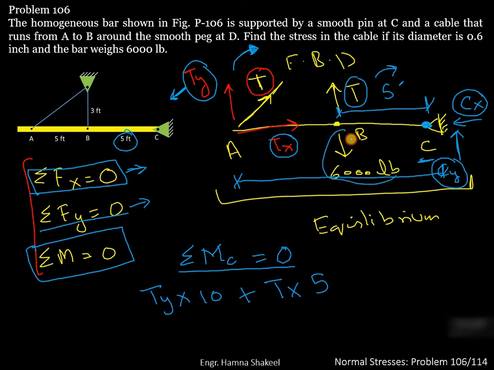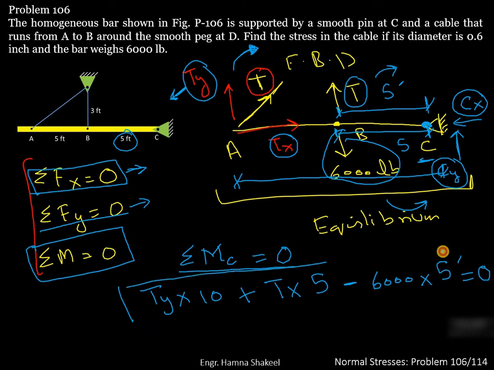This weight force is acting downwards, thus causing an anti-clockwise moment. So you can write minus 6000, that is the weight of the bar, into the distance between this midpoint and this C point, which is again equal to 5 foot. This will be equal to 0. So you have got the equation for sum of moment at C equal to 0.